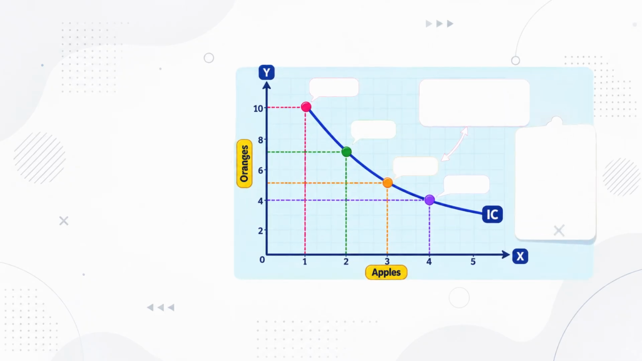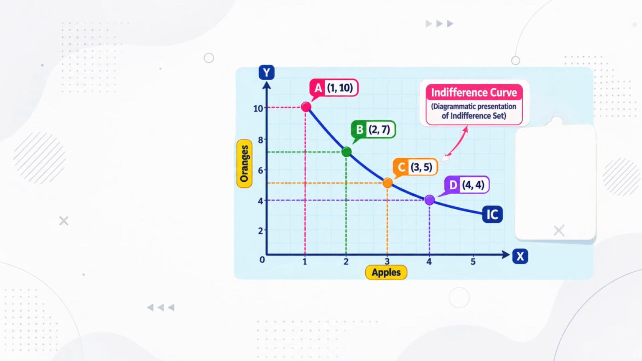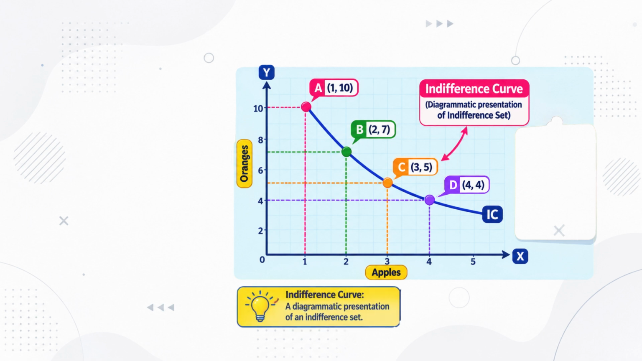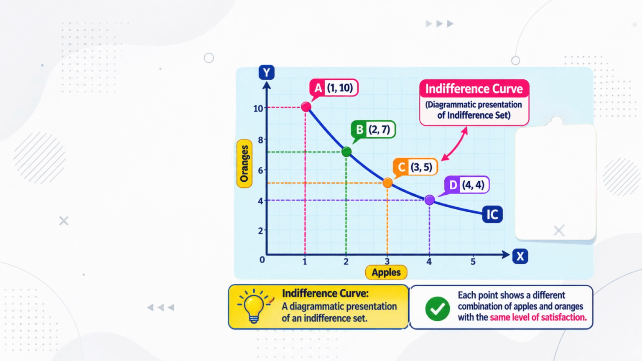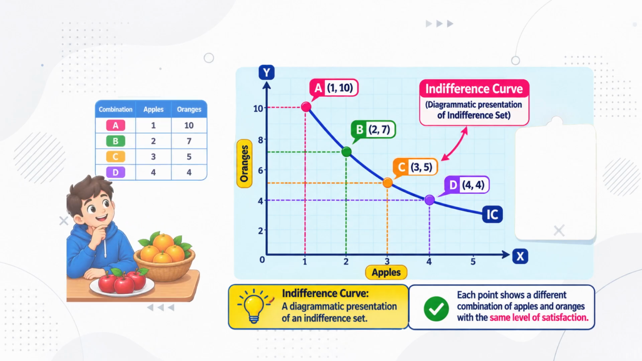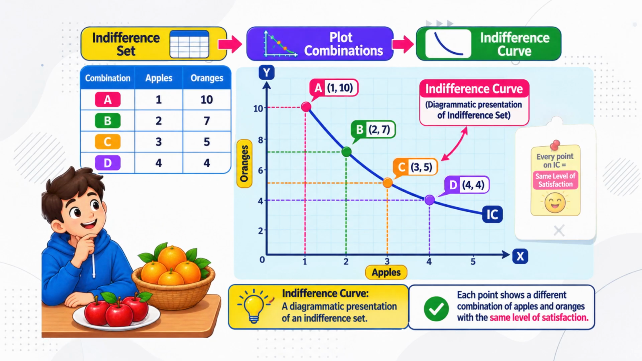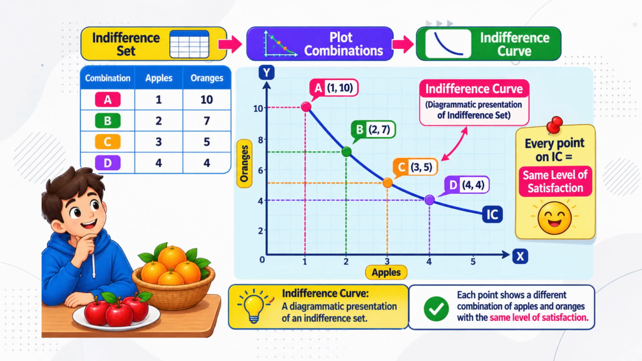Now, let us plot these combinations on a graph. Apples are shown on the x-axis, and oranges are shown on the y-axis. When we plot combinations A, B, C, and D and join these points, we get an indifference curve. An indifference curve is the diagrammatic presentation of an indifference set of a consumer. Therefore, every point on the indifference curve represents a different combination of apples and oranges that gives the consumer the same level of satisfaction.